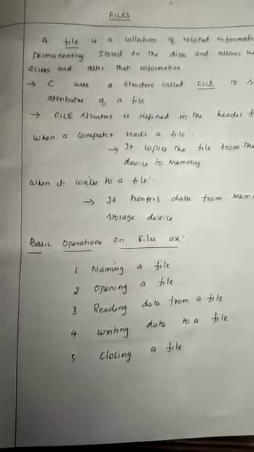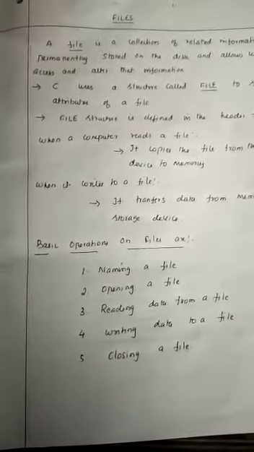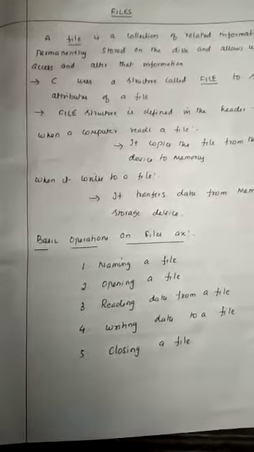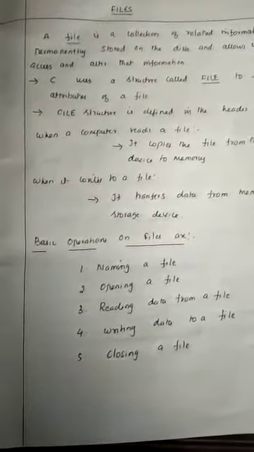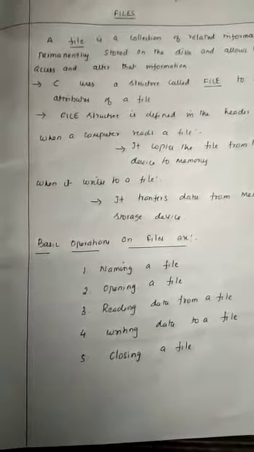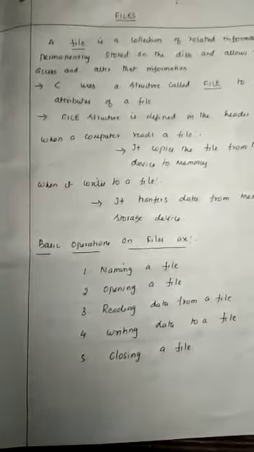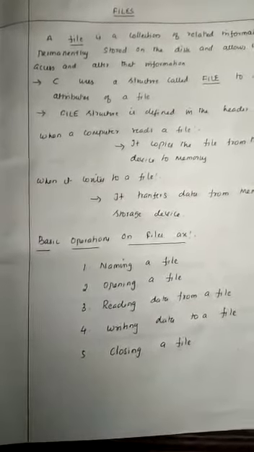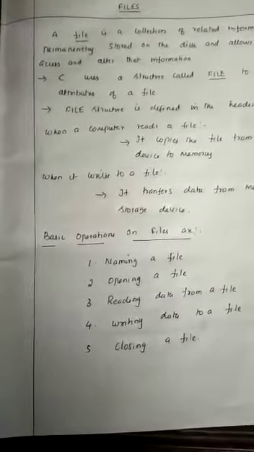What is information? Processed data is what is called information. What is data? Facts and figures are called data. To access a file and to create a file, C uses a structure called FILE, and it is used to store the attributes of a file. The FILE structure is defined in the header file called stdio.h.